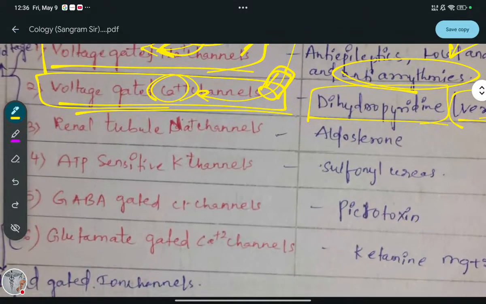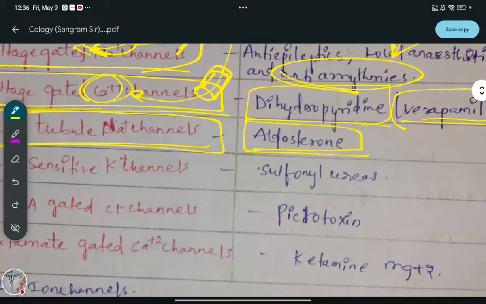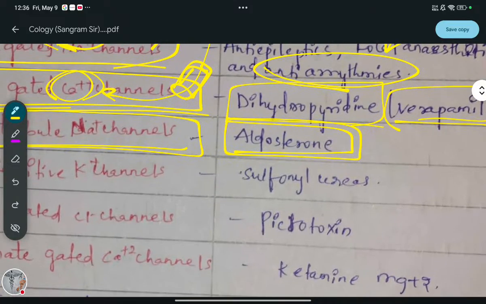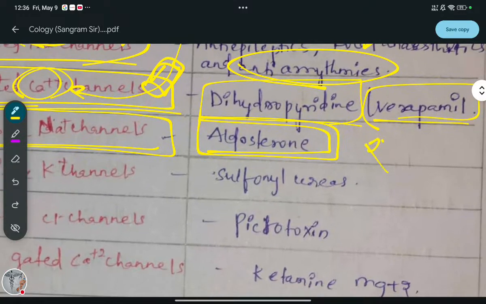Next is the renal tubule sodium channel. This renal tubule sodium channel is blocked by aldosterone. So when the sodium channel is blocked, less sodium entry will take place. When less sodium entry takes place, the excretion of potassium will also be less. Less sodium entry, less potassium exit. More sodium entry, more potassium exit.